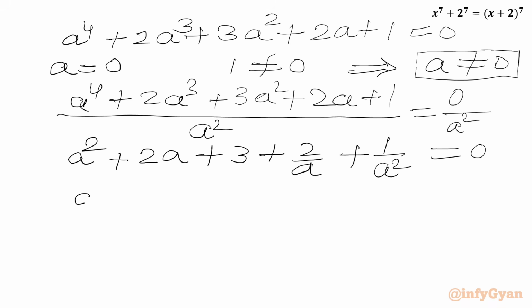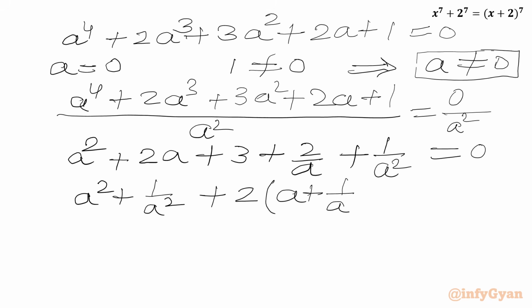Now we'll write the first and last term together. So a square plus 1 over a square. Second and second last term together. So 2 is common. We'll write in the bracket a plus 1 over a. Then we have one constant 3. 3 I will be writing as 2 plus 1. This is 3.